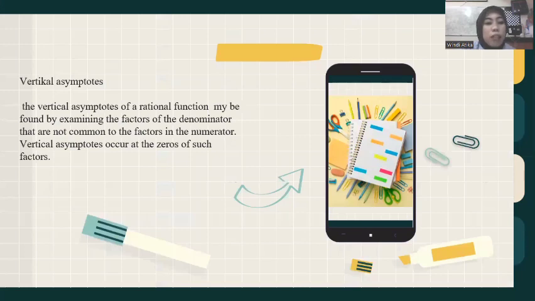Next, vertical asymptotes. The vertical asymptotes of a rational function may be found by considering the factors of the denominator that are not common to the factors of the numerator. Vertical asymptotes occur at the zeros of such factors.